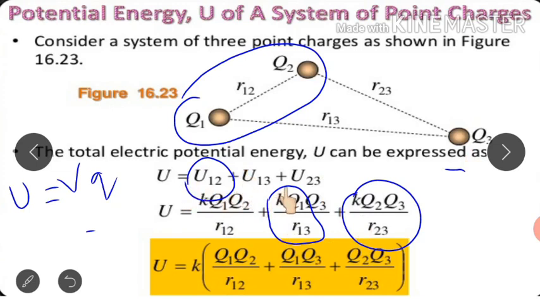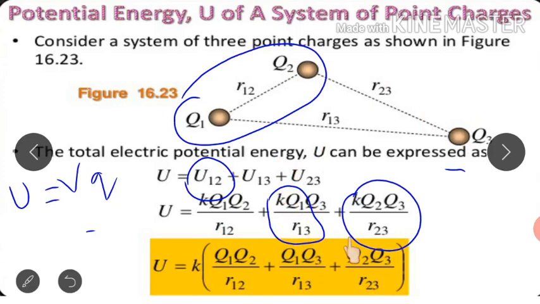U is equal to U12 plus U13 plus U23. What does it mean? U12 is the electrostatic potential energy of a system of these two charges. Then we have discussed Q1 and Q3, that's why U13 is written here. Then we have discussed Q2 and Q3, that's why U23 is written over here. So I think this step is clear.